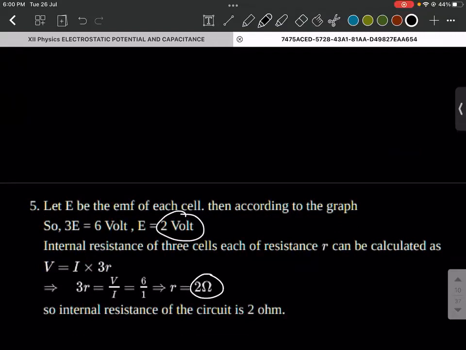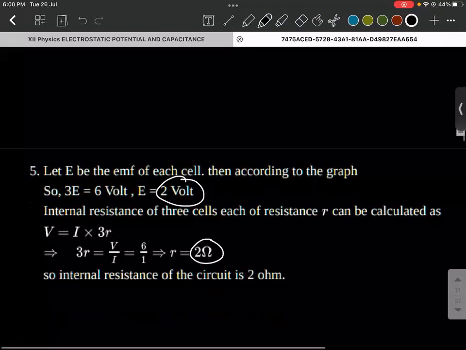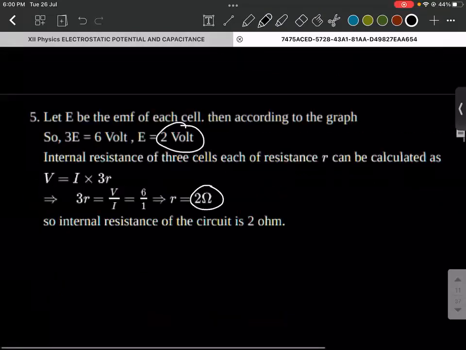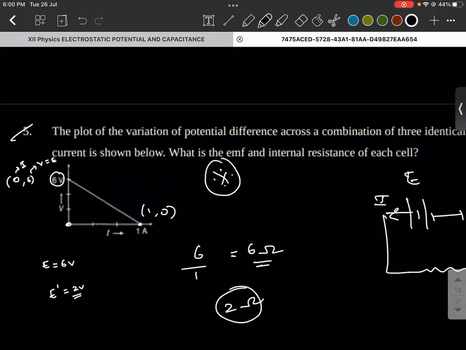Is the logic clear? How many of you did this? Yes, sir. See, this mark is important. I've seen this question many times. Marks are important.